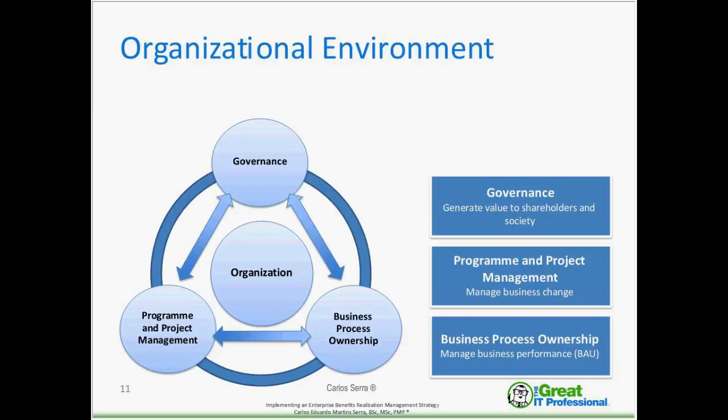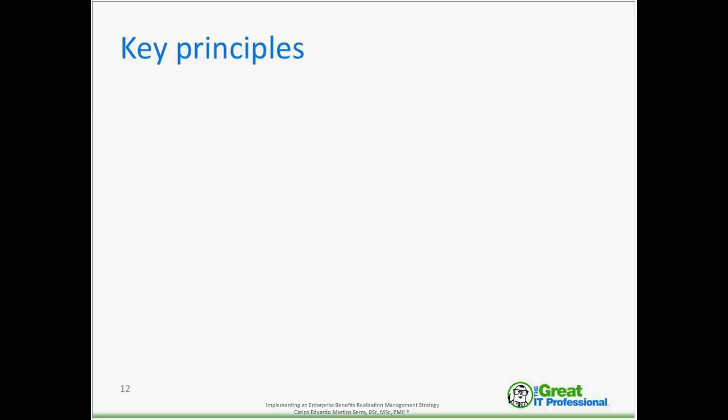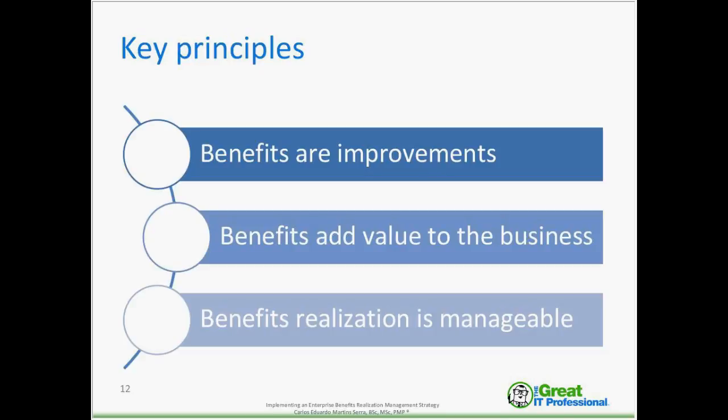Before we get into how to align these 3 groups of functions towards delivering the business strategy, I will briefly remind us about 3 key principles that are: benefits are improvement, benefits add value to the business, realization is manageable. Let's go through the 3 key principles.